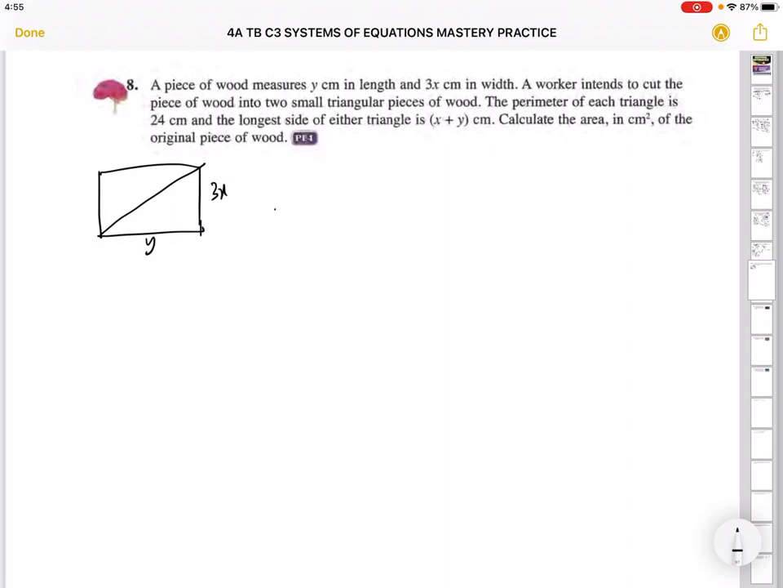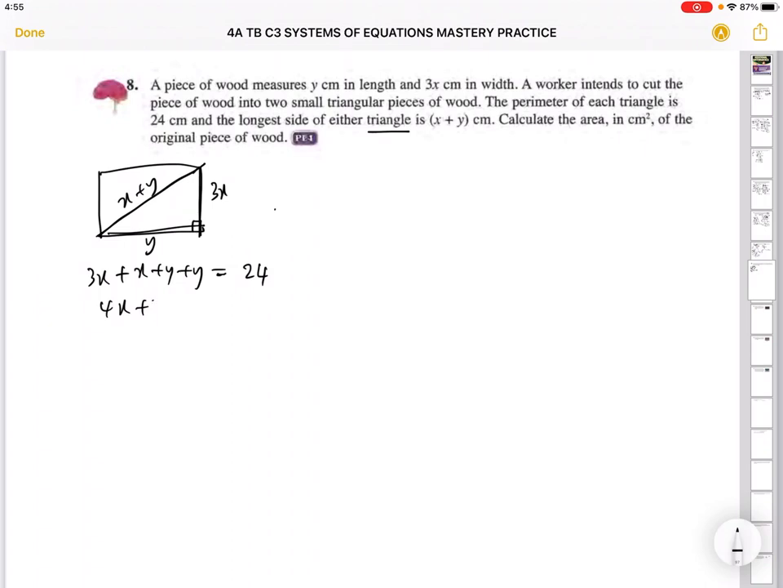All right, so the perimeter of each triangle is 24, and the longer side of either length is x plus y. The longer side should be the diagonal, x plus y. So let's start with the perimeter. For one triangle, it is 3x plus x plus y plus y. I'm just adding the lengths of the 3 sides together, and I let it be 24. So 4x plus 2y equals 24.